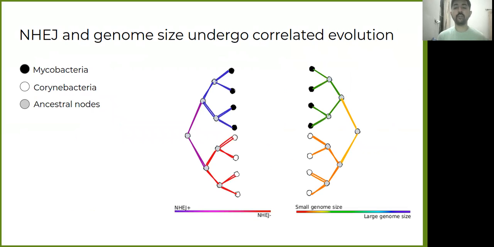Just to give you one example, if you focus on this tree over here, the species in black are of the Mycobacterium genus, and the species in white are of the Corynebacterium genus. When there is a loss of NHEJ, which is shown in red here as compared to their ancestor, there is also a corresponding decrease in genome size as compared to the ancestor, which is seen in orange on the tree on the right. It is suggestive of a high correlated evolution signal.